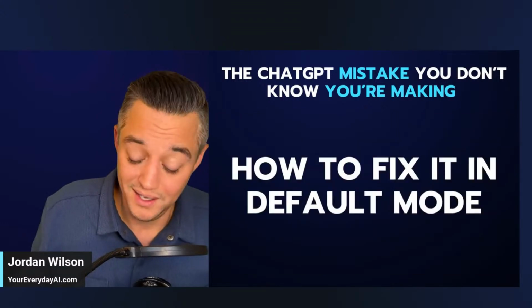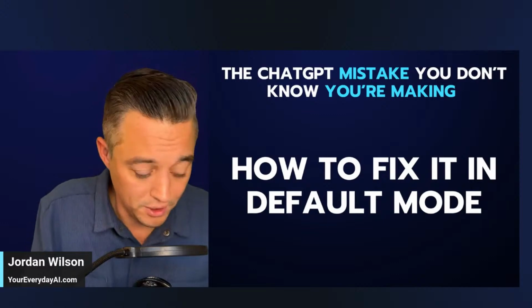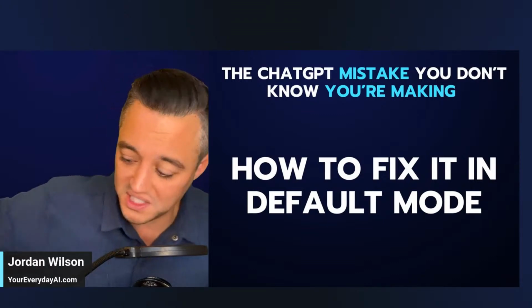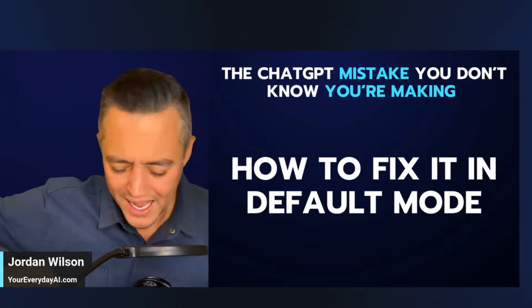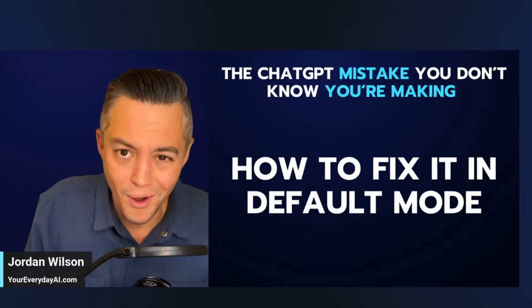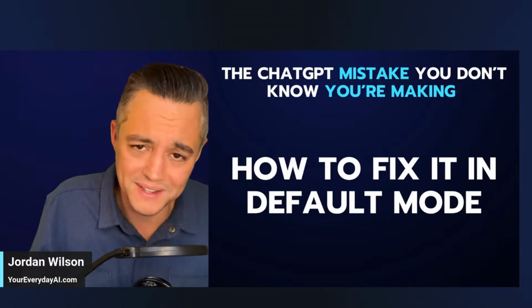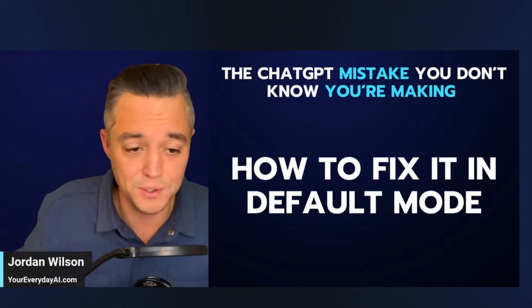So why is this a problem? Well, if you're uploading documents inside of default mode, you just think and you assume, oh, great. I can spit out content at scale. I can create a PowerPoint presentation. I can do anything because I've uploaded all these long documents that I took a lot of time to put together to give ChatGPT access. But that's not how it works, as you just saw.